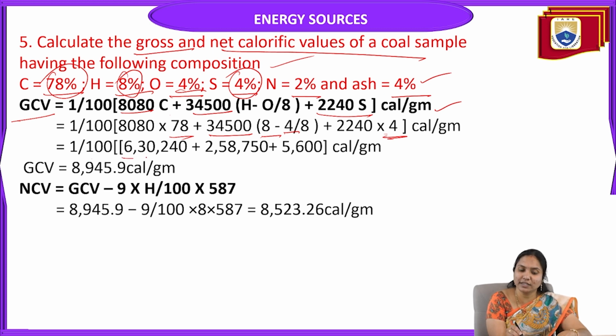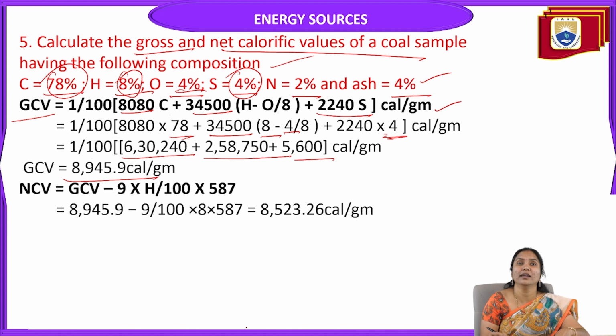6,30,240 plus 2,58,750 plus 5,600 calorie per gram. After addition and calculation, we finally get the gross calorific value of the given fuel as 8,945.9 calorie per gram. So next we'll calculate the net calorific value of the fuel.